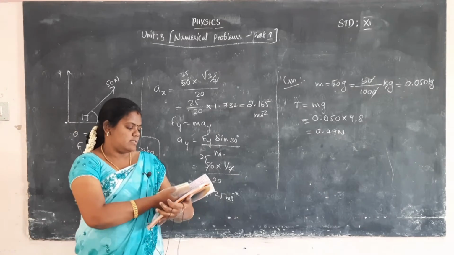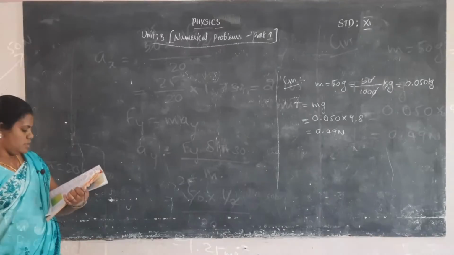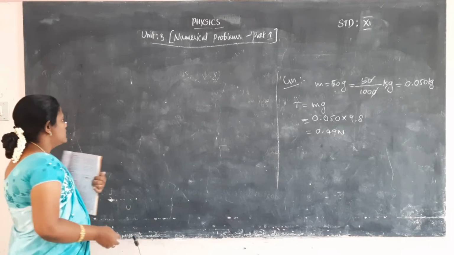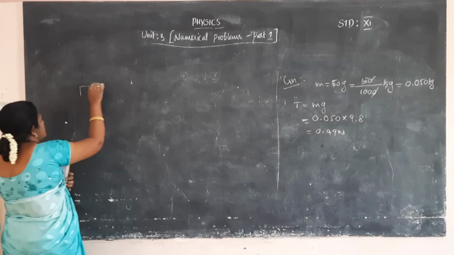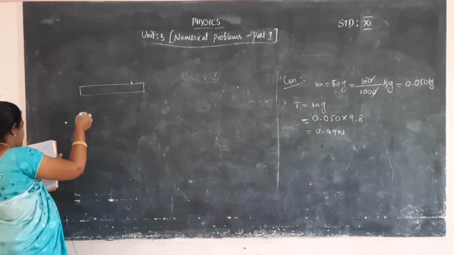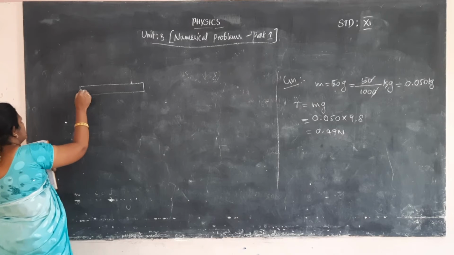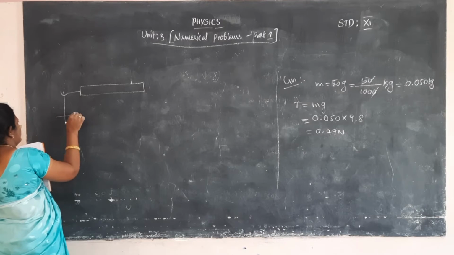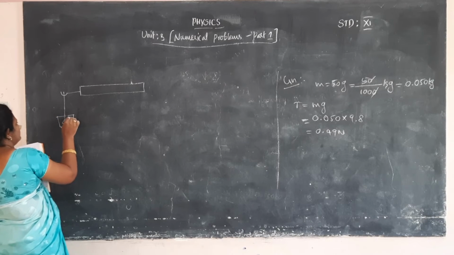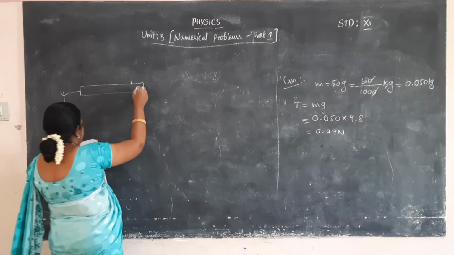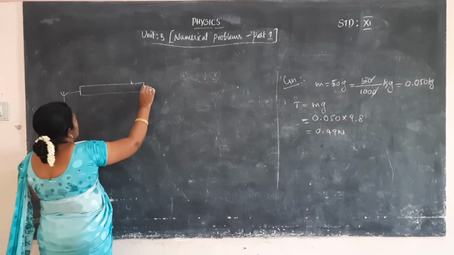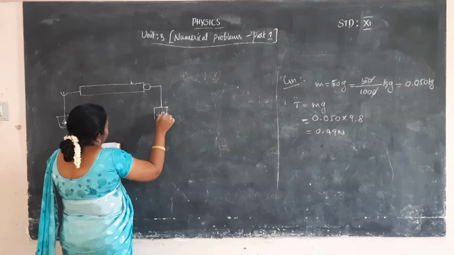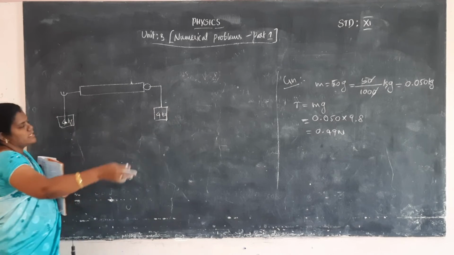And then go for the third one. What is the reading shown in the spring balance? So in the problem, one spring balance is given. Okay, a spring balance machine with a hook. On one side a weight is hanging, that is 4 kilogram. And on the other side, the spring is attached to another weight, that is a 4 kilogram weight, connected to the other side of the spring balance.